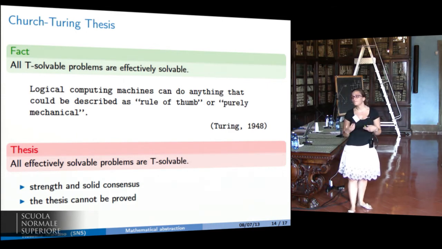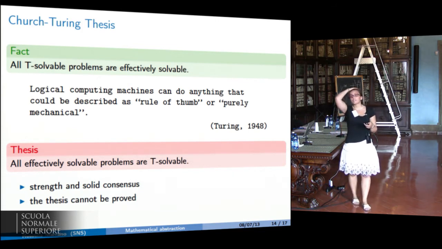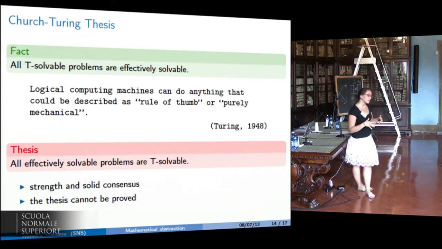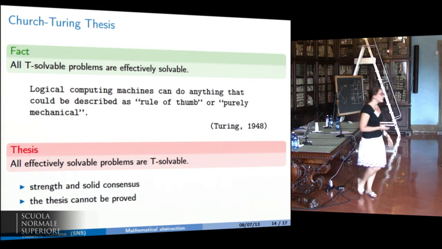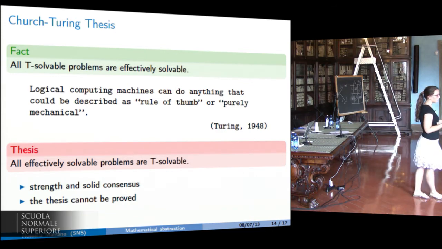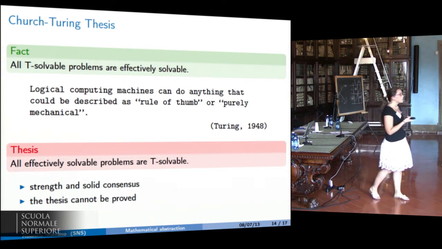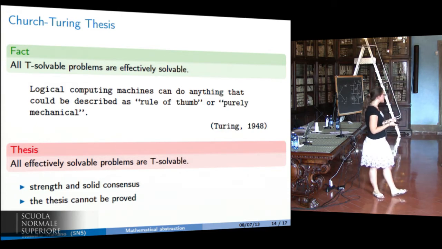And this is a very committing claim, but there is a general agreement about the validity of this claim for at least two reasons. If you remember, I said before we have different models of computation, among which Turing computability is just one of them. And the point is that all these models, which are very different from each other, have turned out to pick out the same class of functions and to be equivalent between them. And this is a strong reason to accept the thesis. And moreover, the thesis cannot be proved, because it involves an imprecise notion, which is the one of solvable problem, which cannot fit in a mathematical proof anyway.